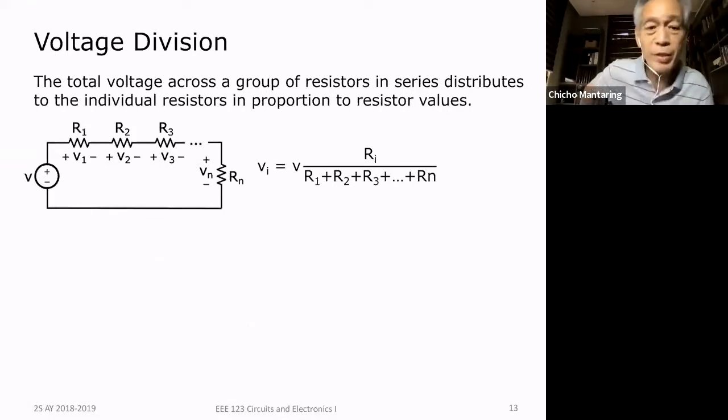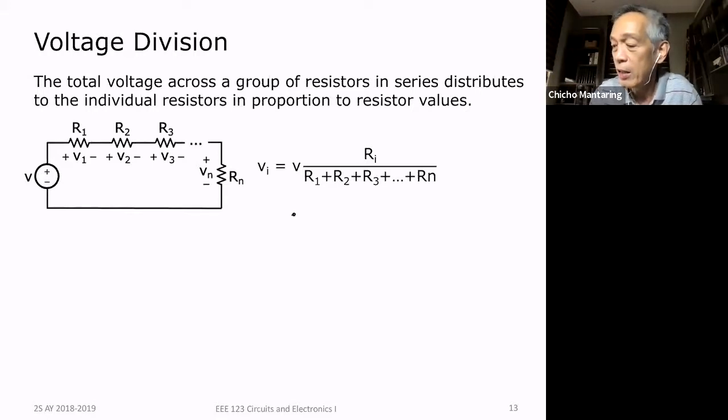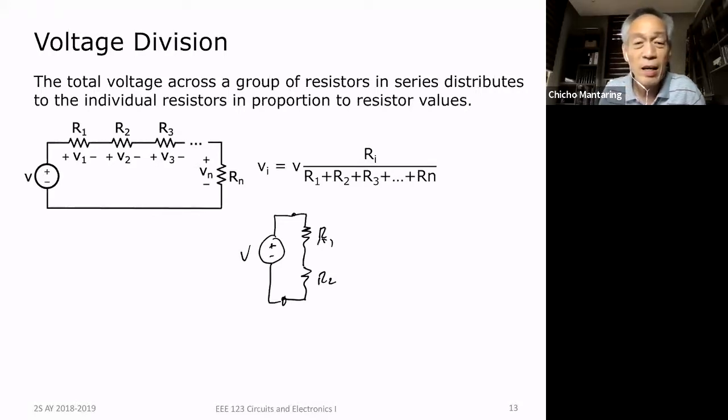Okay, we still have two topics. So I'll speed it up a little, no? Voltage division. The total voltage across a group of resistors in series distributes to the individual resistors in proportion to resistor value. Let's say I had R1, R2. These are in series, no? And then I have a voltage here, V. This voltage will distribute to these two resistors in proportion to resistor value.